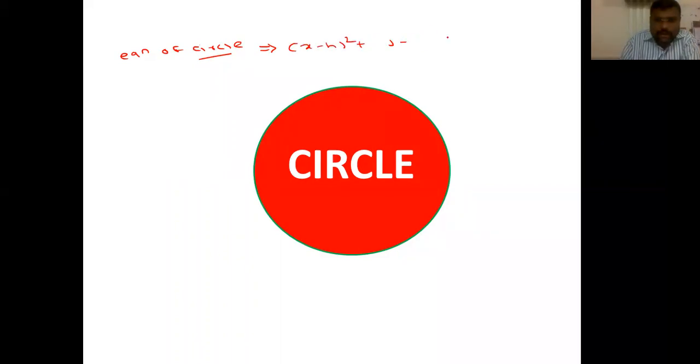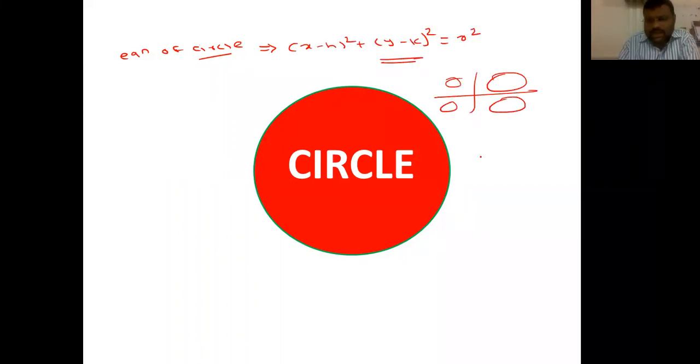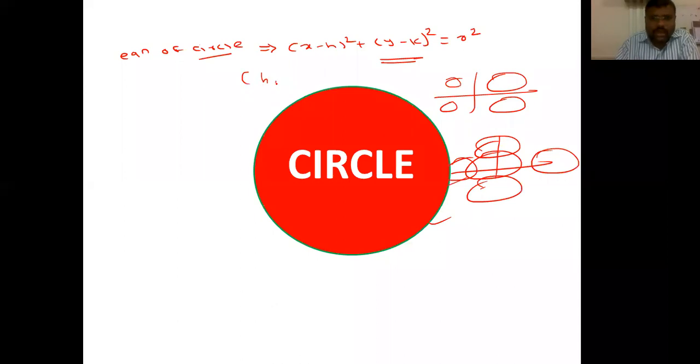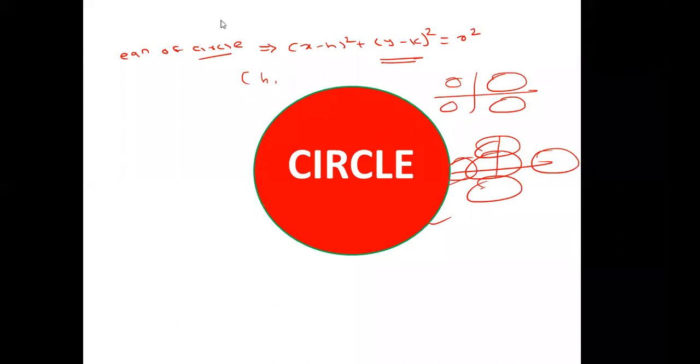x minus h bracket square equals r square. This is the equation of the standard circle, and r is the radius. Second is the circle. So first, this is a point, the center. Then we draw the circle. Suppose we have the center at the origin first.